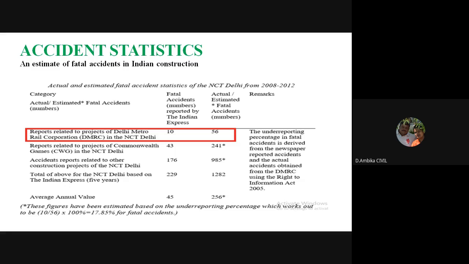Here I quote the example of the Delhi Metro. We have given a project to analyze and overcome the accidents happening in metro rail construction. It is not during the movement of trains, but during the construction of metro rails.